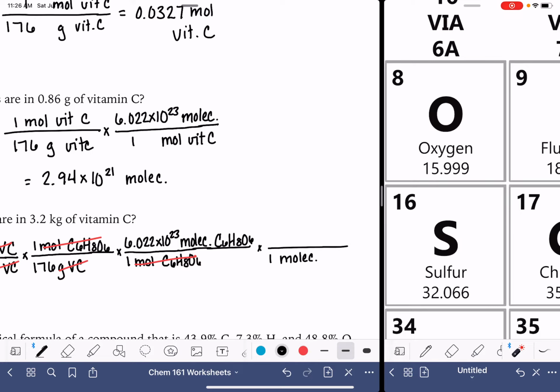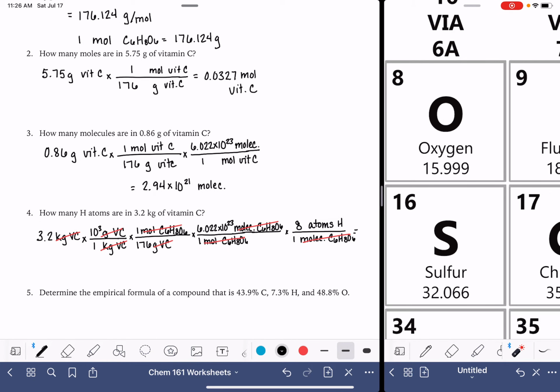1 molecule of C6H8O6 has 8 atoms of hydrogen. That is a lot of steps, but that's how we're going to get this to atoms. So now we just need to work out all of that math. 3.2 times 10 to the 3 divided by 176 times Avogadro's number, 6.022 times 10 to the 23rd, times 8. This gives us 8.76 times 10 to the 25th atoms.